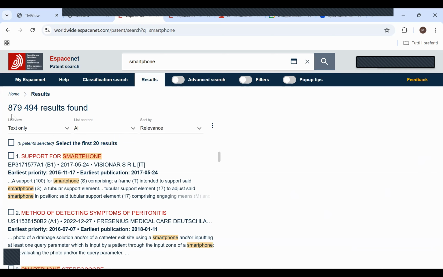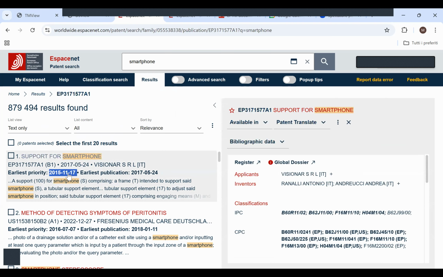Okay. And here we have almost 1 million results that are somehow related to smartphone. For example, support for smartphone. Okay, it is a patent that has a priority. So the first time it was filed was 2015, and it was published in 2017. For each patent, you have a short description, and then you may enter to see detail.